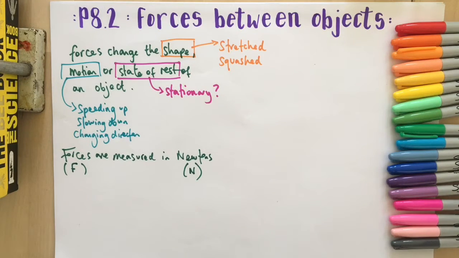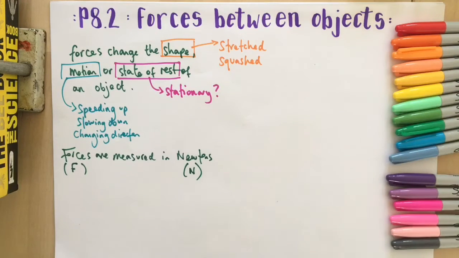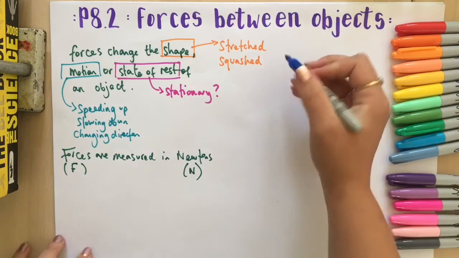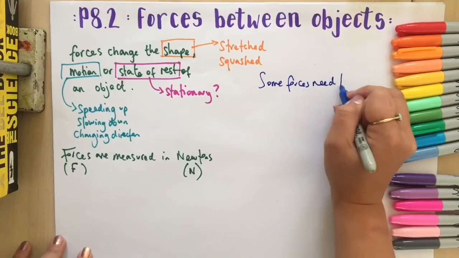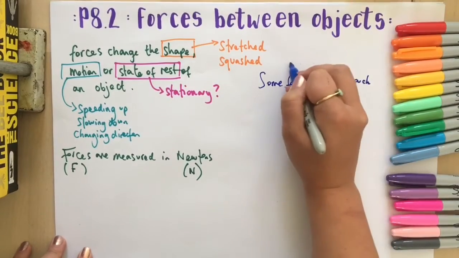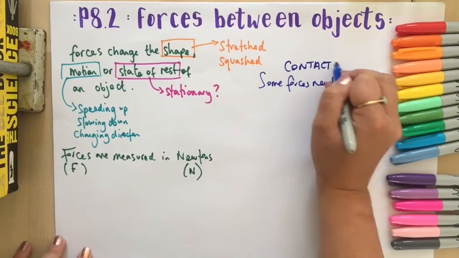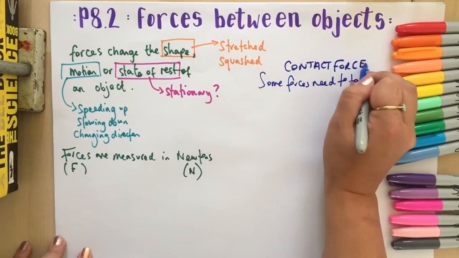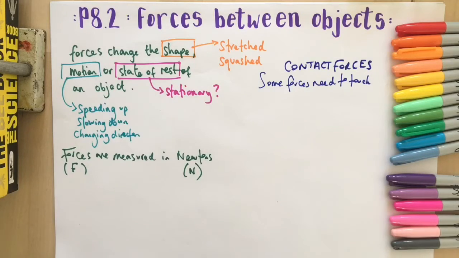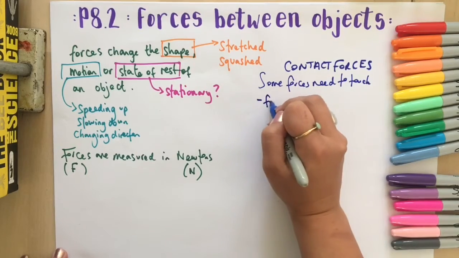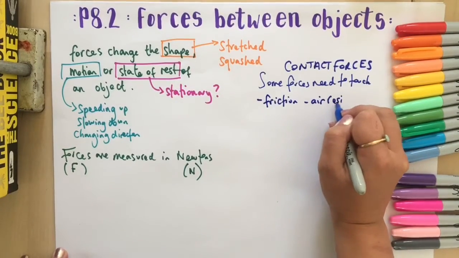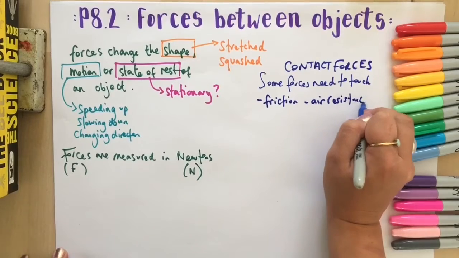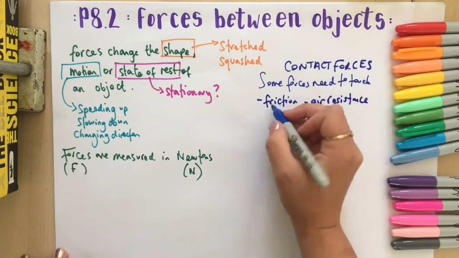So some forces, we need to know names of different forces. Some forces need to touch, and these are called contact forces. Examples of contact forces are things like friction and air resistance, which we could call drag together.